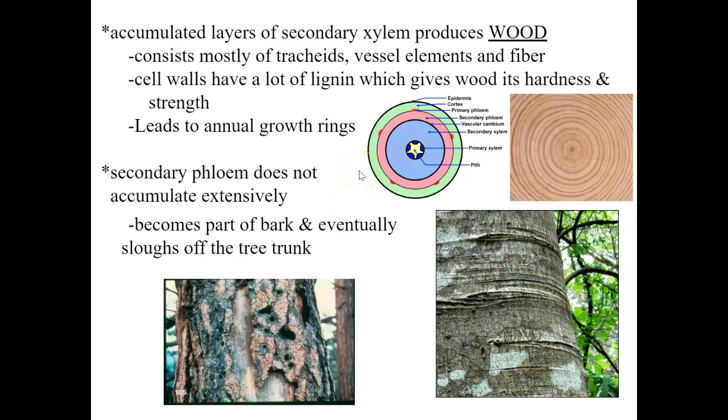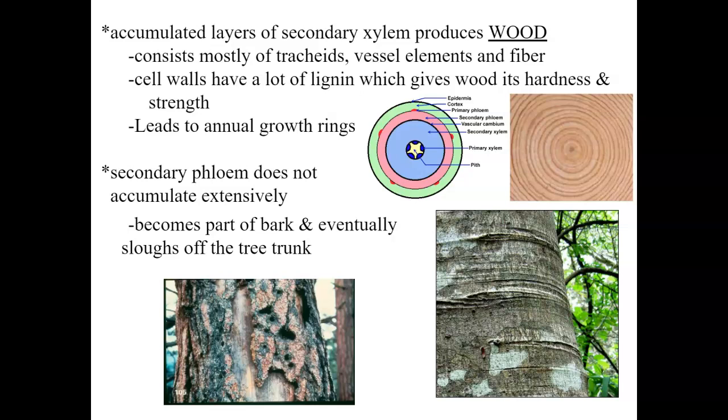So as the layers of secondary xylem accumulate over time, ultimately they will become wood. This is going to consist of mostly tracheids, vessel elements, and fibers that are able to harden over time and give wood a really strong, tough structure. The cell walls also have a lot of lignin in them, again leading to strength and hardness for wood. Wood is such a strong, durable material. That's why we use it to build with.